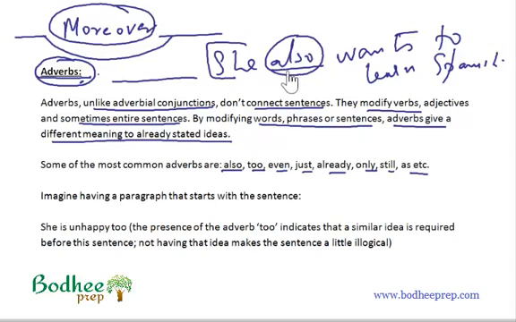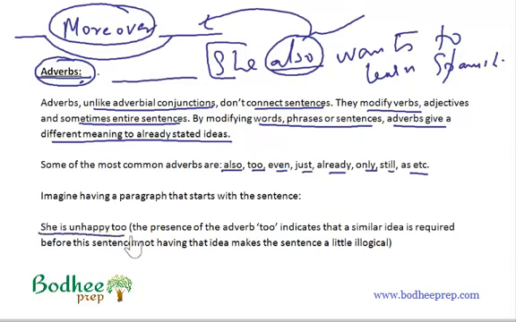Suppose I say that Mary's sister wants to learn Spanish, and Mary also wants to learn Spanish. In that case, the word also makes complete sense. Why? Because a similar thing has happened before. Let's take this example here.